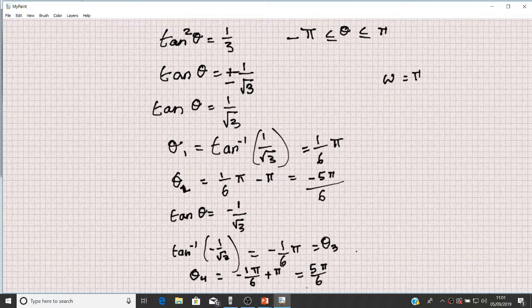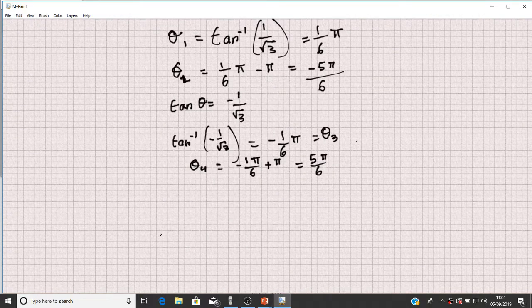Okay, so just to gather all our solutions together. The solutions for theta will be negative 5 pi over 6, negative pi over 6, positive pi over 6, and positive 5 pi over 6.